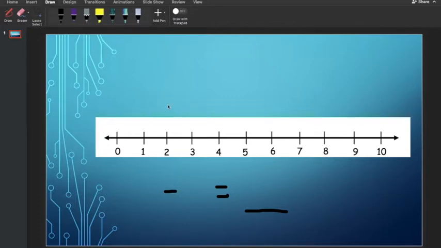Okay, so we're going to go ahead and get started. I have my minus sign here. On either side, I'm going to have my numbers and then my equal sign, and then my answer is going to go on this line.